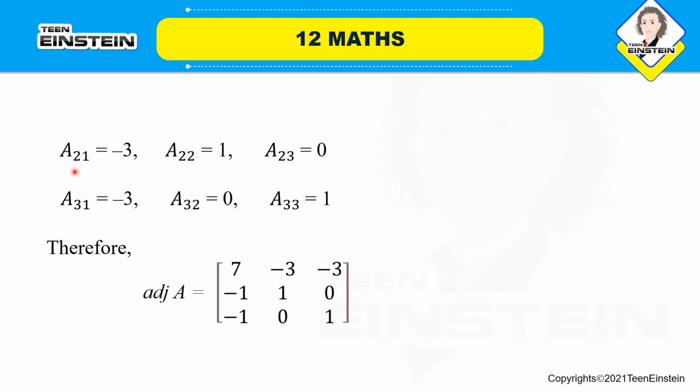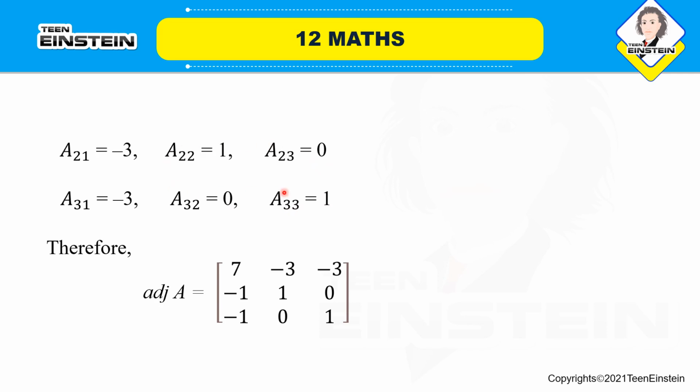Next, cofactor of a21 is capital A21, it is -3. Cofactor of a22 is capital A22, it is 1. Cofactor of a23 is capital A23, it is 0. Cofactor of a31 is capital A31, it is -3. Cofactor of a32 is capital A32, it is 0. Cofactor of a33 is capital A33, it is 1.